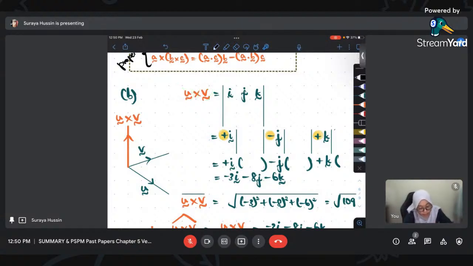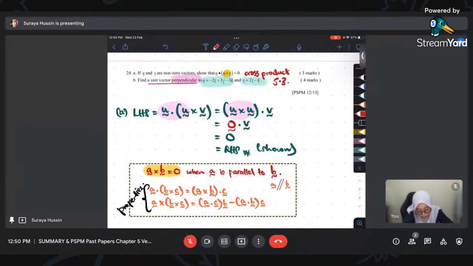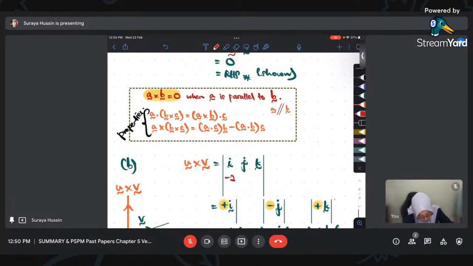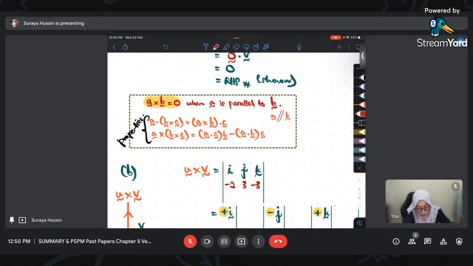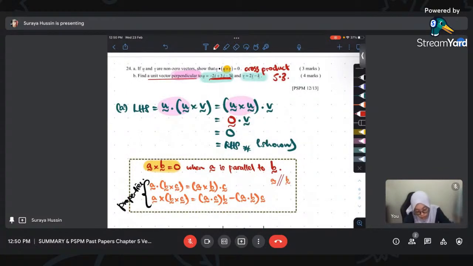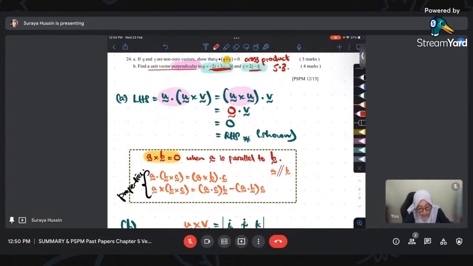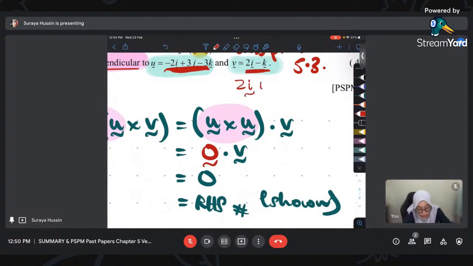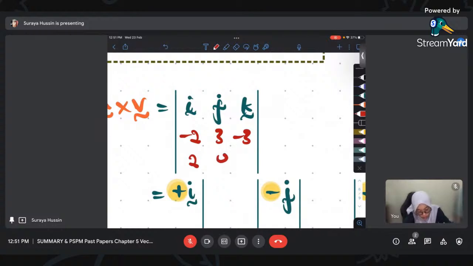So my U here is, what is my U vector? -2, 3, -3. Betul tak? Ya, betul. -2, 3, -3. And then here goes, tak ada J. Kalau kamu perasan kat sini, 2i plus 0j minus k. So faham lah. It's 2, 0, -1 punya vector. Okay, dia tak tulis, faham-faham sahaja, dia memang kosong. So 2, 0, -1.